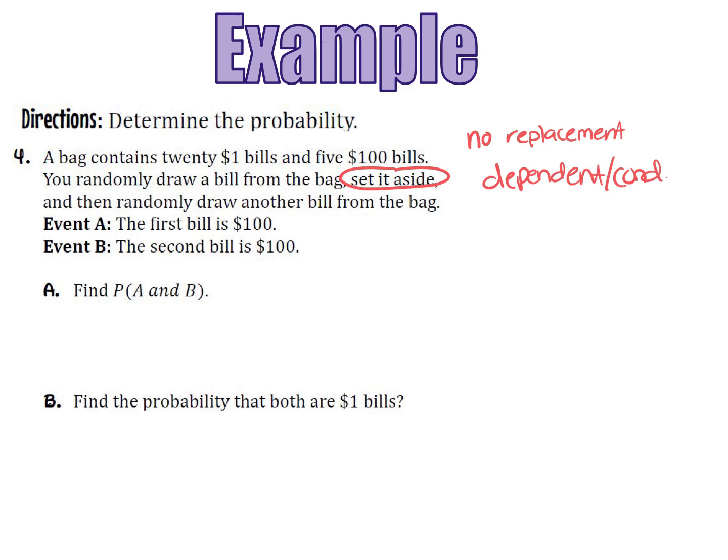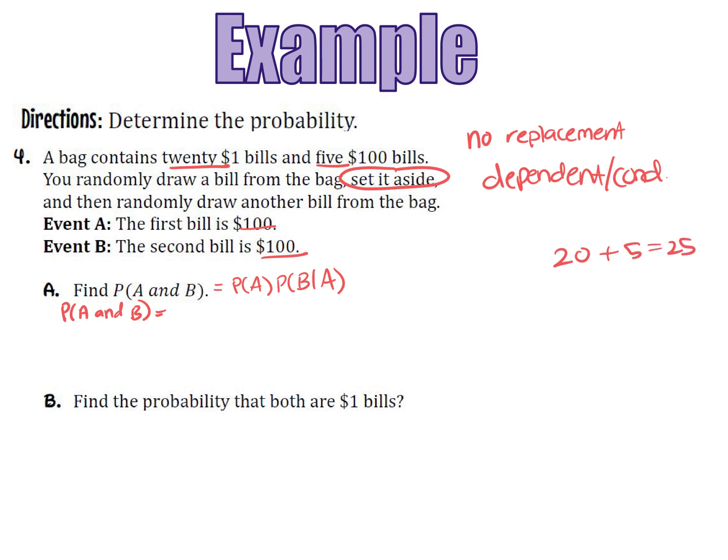So we are looking for the probability of A and B. So the probability that the first bill is a $100 bill and that the second bill is a $100 bill. We are going to need to use the conditional probability formula, which I'm going to go ahead and just rewrite here. So in this bag, there are 20 $1 bills and 5 $100 bills.